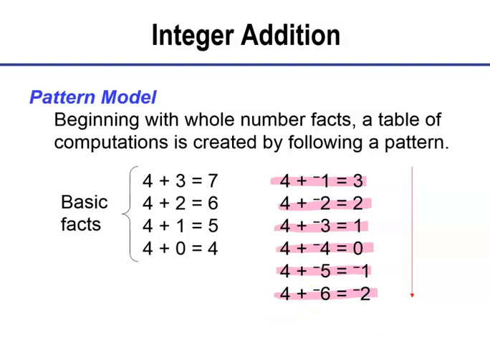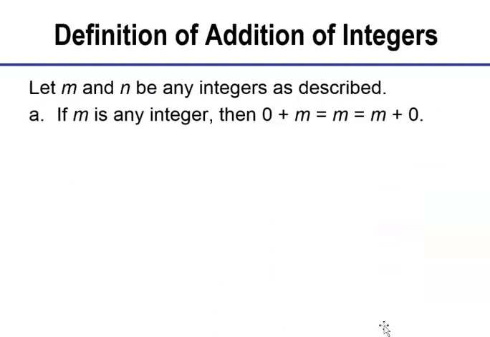We could even do another one. We could do 4 plus a negative 7. That would equal negative 3, correct? And we could also read that as 4 plus the opposite of 7. And that's still equal to negative 3. Just following a pattern of addition facts with whole numbers that we already knew. Now we have a definition of addition of integers.